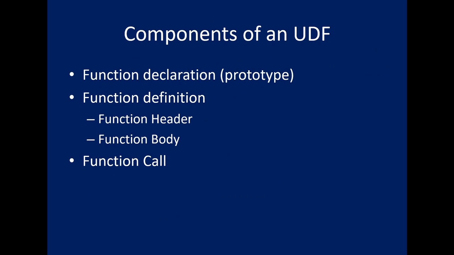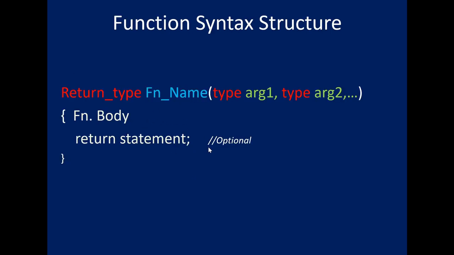The components of a user-defined function can be broadly listed as these: the prototype or the declaration. Just like we declare variables before use in C, we have to declare a function before use, and that's called a prototype. Then the function definition, which is comprised of the function header and the function body, and ultimately a function call. Only when the function is being called, the function body is going to be executed.